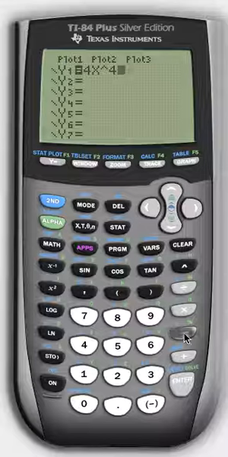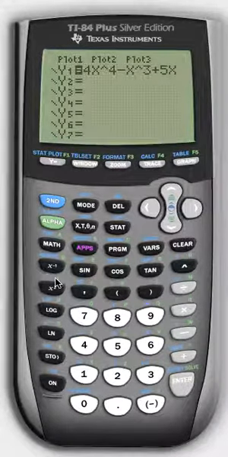Then we subtract x cubed. Then we add 5x squared. Then we subtract 2x. And then we subtract 6. When you've typed it in, hit graph.